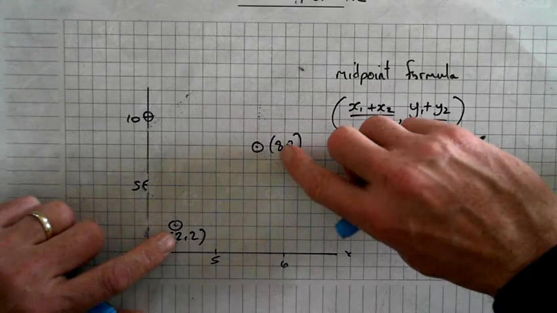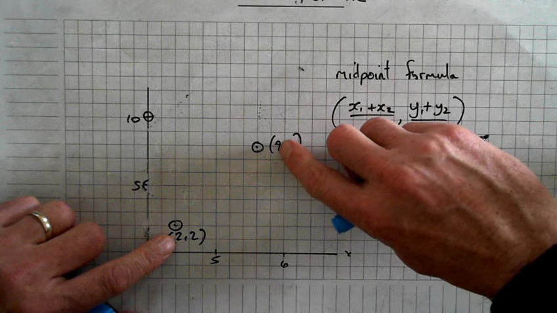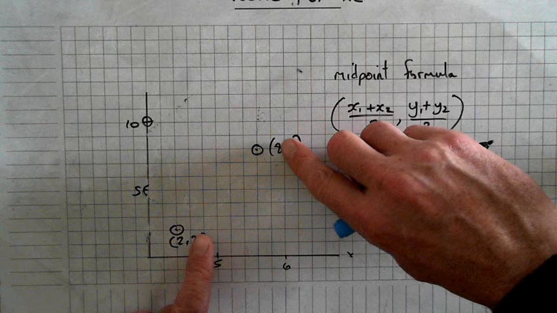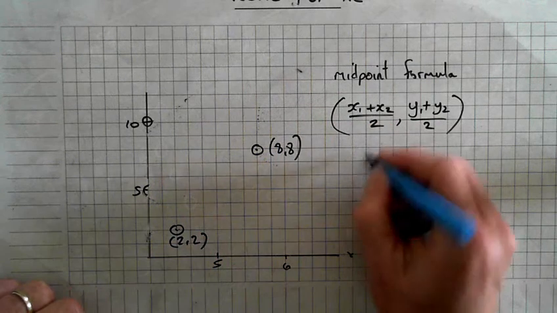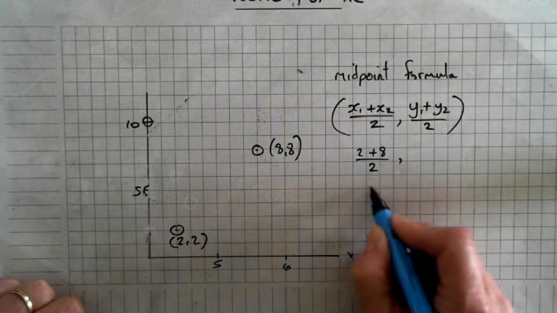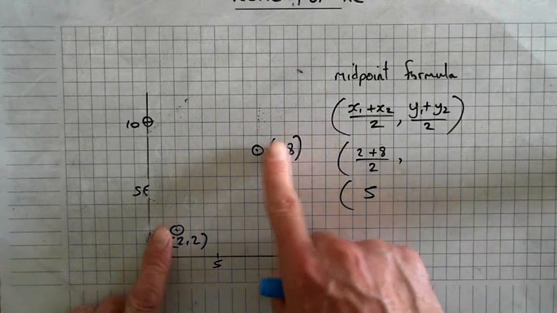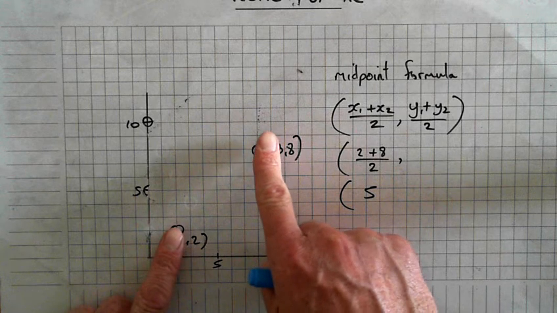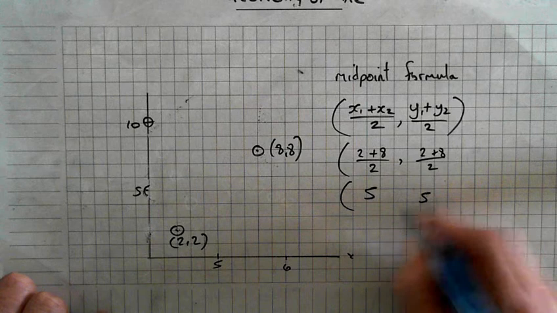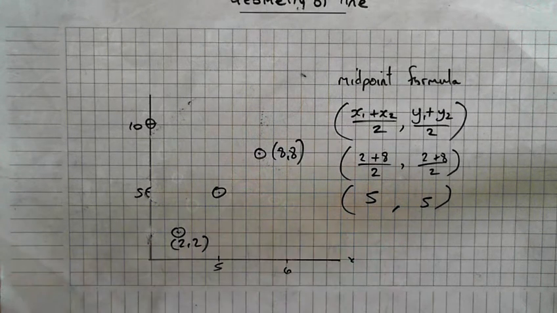What you're actually doing is adding the two x values together and dividing by 2. So if you add 2 and 8, you get 10, divided by 2, 5. Add the two y values, 2 plus 8, you get 10 divided by 2, you get 5. So the midpoint is 5, 5. Fair enough?